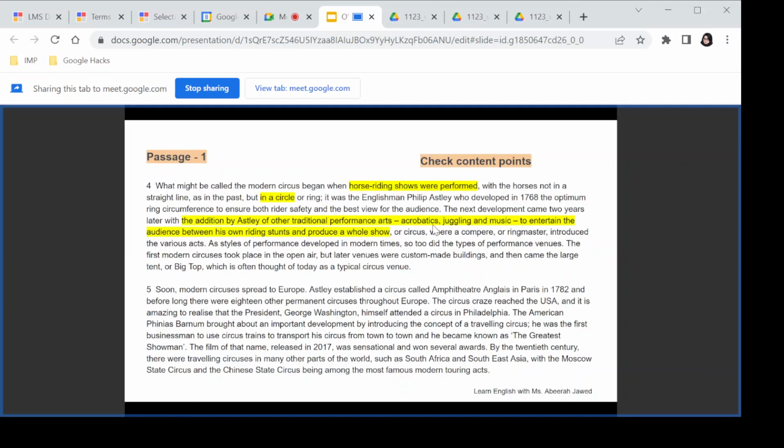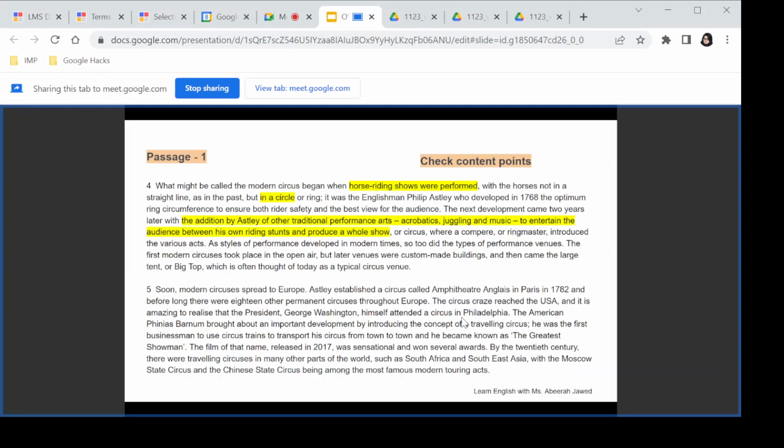Addition of acrobatics, addition of traditional performance arts. I will not write the name Astley because I was highlighting here, so you would not be writing the name of the person. You'd be writing the addition of traditional performance arts, acrobatics, juggling, and music for the purpose of entertainment, to produce a complete show. There we go. We have the complete point here. It is about the development of circuses in modern times.